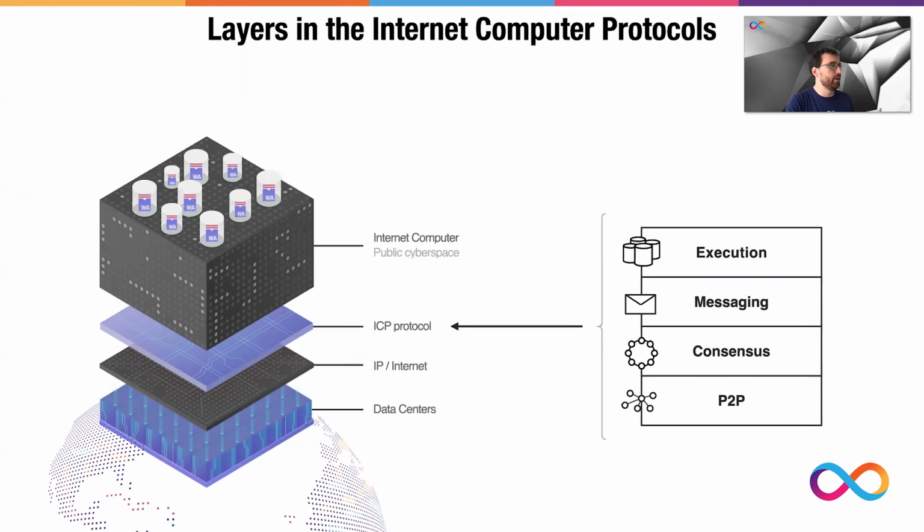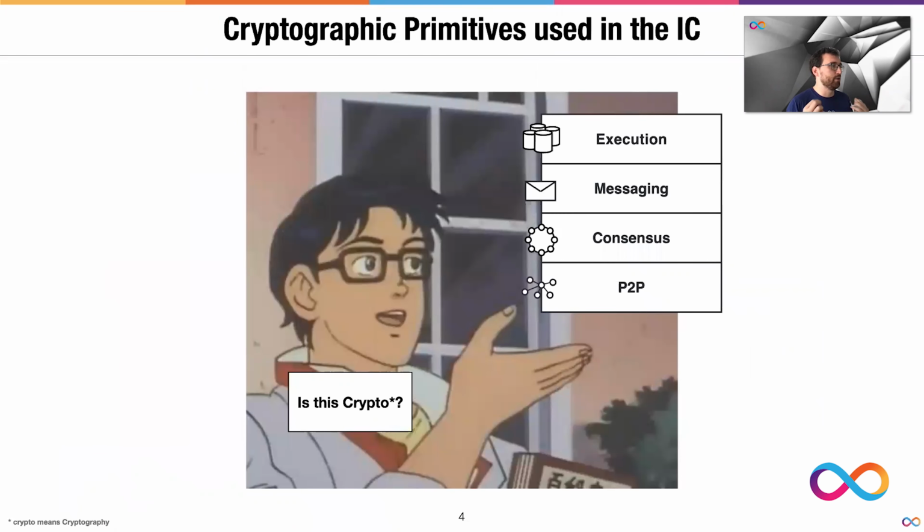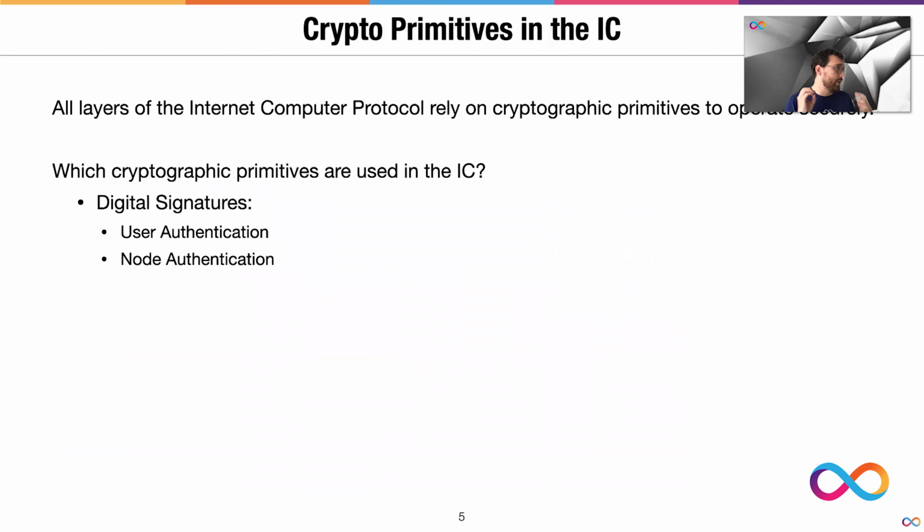So you may wonder at this point, okay, is this crypto? Is this a cryptographic protocol? Where is the crypto inside the internet computer protocol? The question could be even, is there any crypto inside here? And actually the answer is yes, there's quite a lot of cryptography involved in the internet computer protocol. So now I'm just gonna give a very high level overview of all the cryptographic primitives that are actually used inside the internet computer protocol.